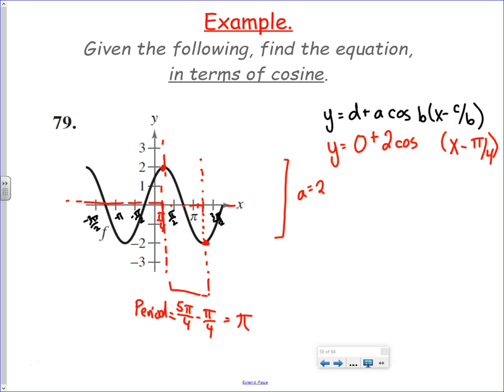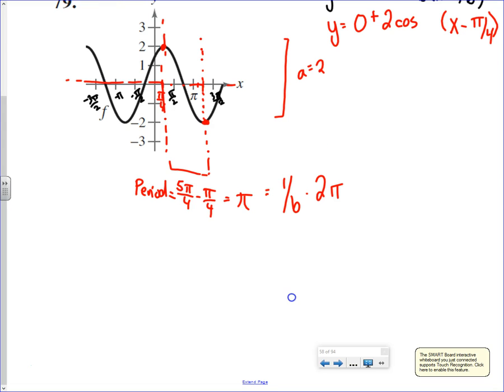So do I just plug in pi and I'm done? What's the formula for period? So if I need to find b to plug in, don't I have to plug it into 1 over b times 2 pi? Right. I thought if we were only finding half of it, then we were supposed to do times 2.